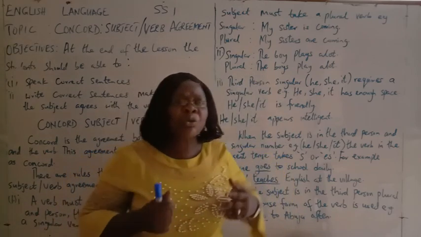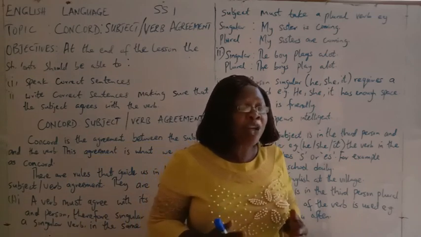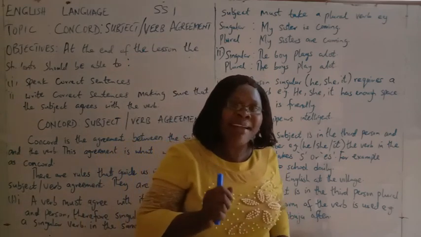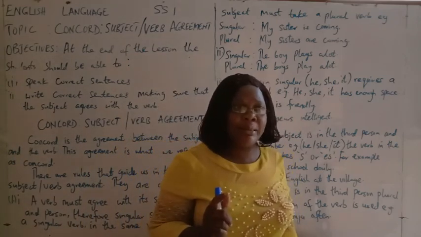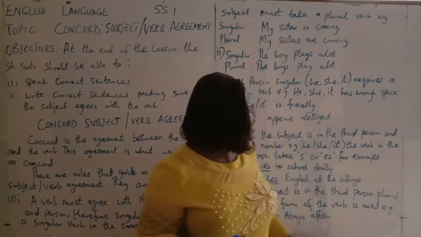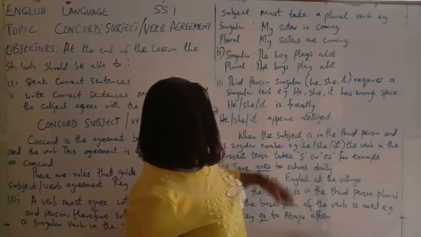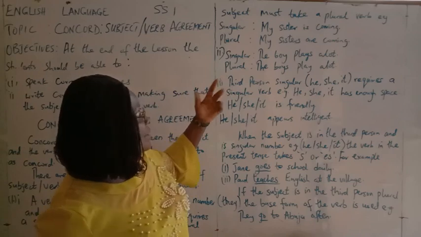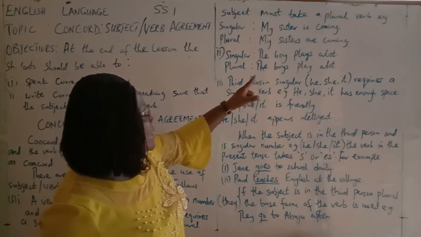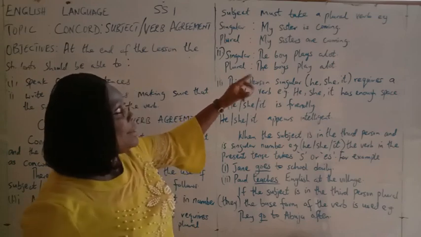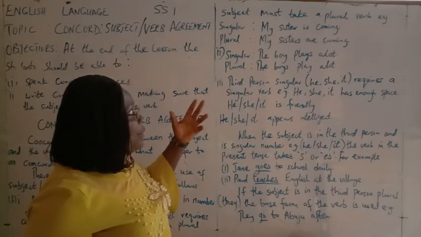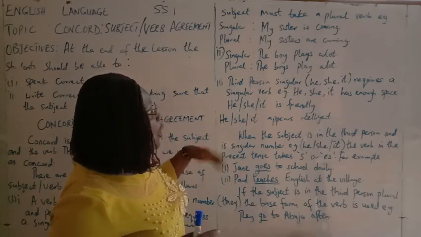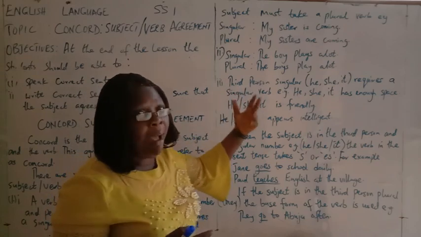Now, I also want you to take note of the fact that when we talk about verbs, the singular is what carries the S or the ES. For example, my sister is a singular subject and is going with a singular verb, is. My sister is coming. Then the plural, my sisters being a plural subject, will go with a plural verb. My sisters are coming.